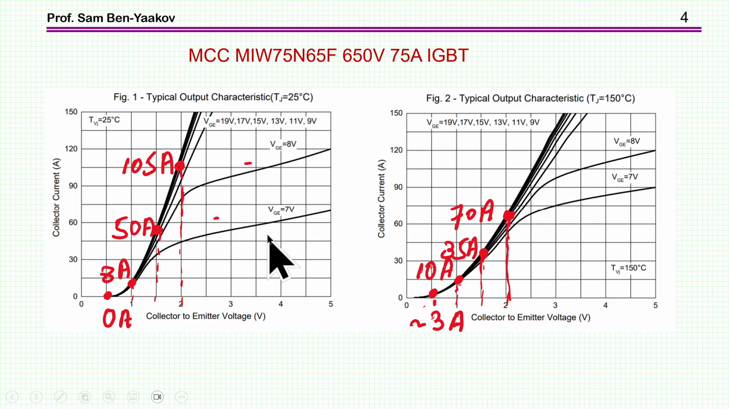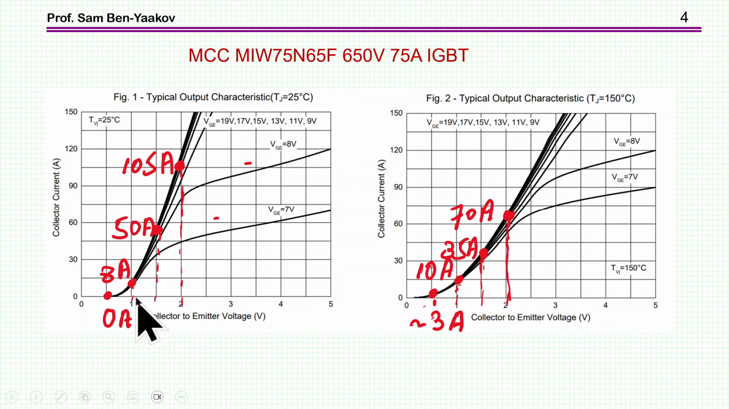I'm starting with an IGBT. Later on, I'll talk about a MOSFET. And this particular IGBT is a 650 volt, 75 amp IGBT. Here I have two plots, one for 25 and one for 150 degrees centigrade. Let's have a look at the behavior, which is very interesting.